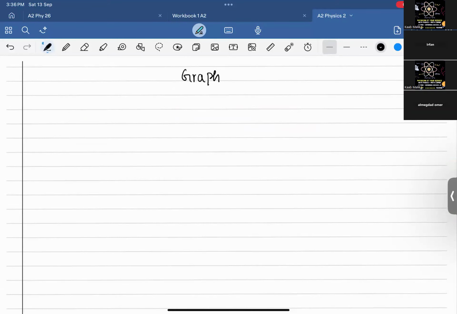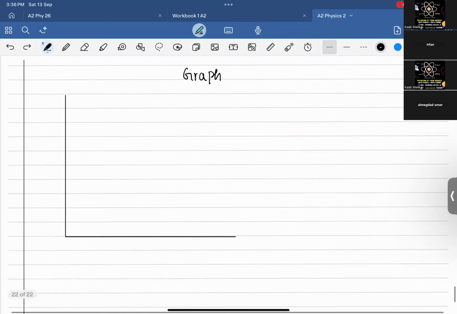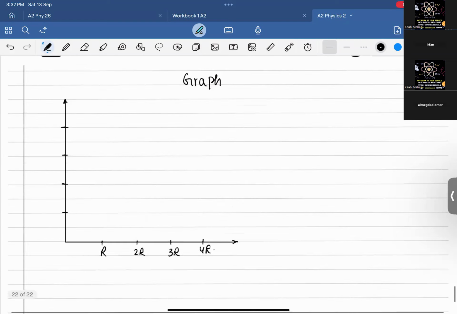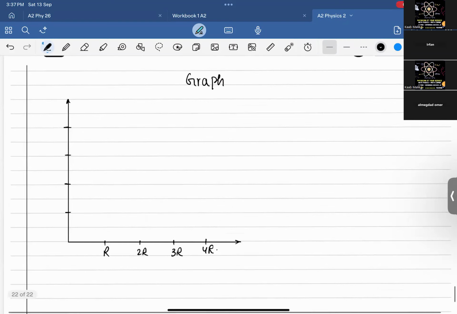So let's say that I have this graph, with marks one, two, three, four, and let's say the distances are r, and then 2r, and then 3r, and then 4r. So these are the four distances that I have.